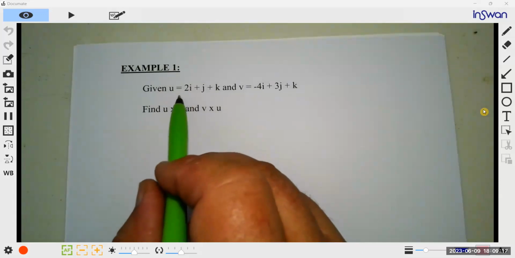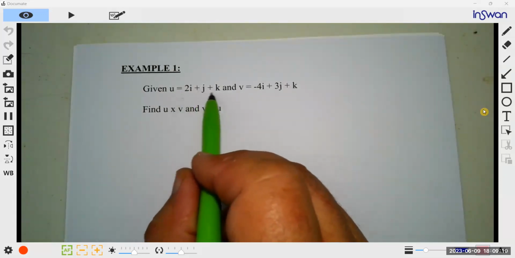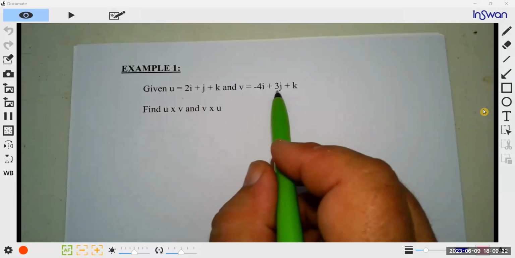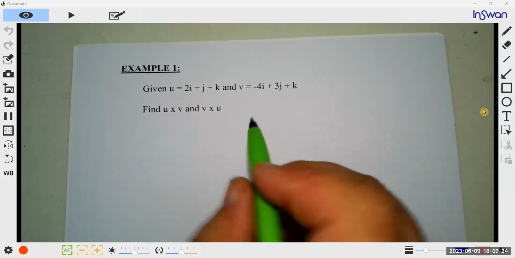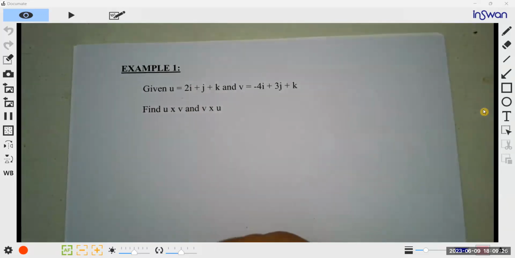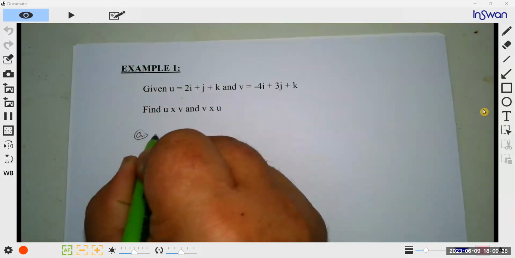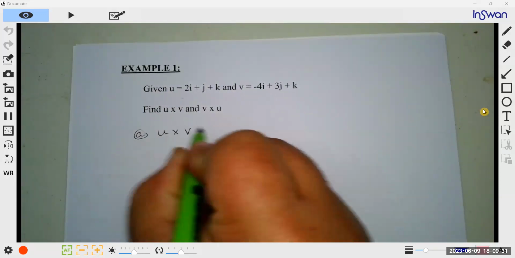Okay, given u is 2i, 1j, 1k, and v is negative 4i, 3j, and 1k. Find the two different cross products. So A, we're going to find u cross v.